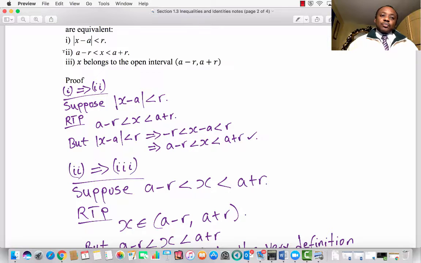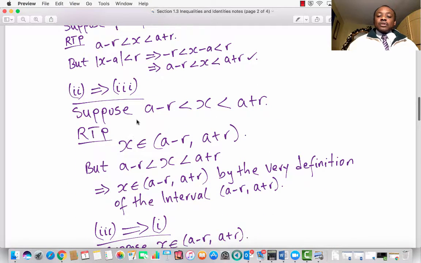Now let's prove 2 implies 3. Suppose A minus R is less than X, which is less than A plus R. Required to prove X is an element of the open set A minus R, A plus R. But A minus R less than X less than A plus R implies that X is an element of the open interval A minus R, A plus R by the very definition of the open interval A minus R, A plus R. So really there is nothing there to prove. And we're done with 2 implies 3. Now let's look at 3 implies 1.